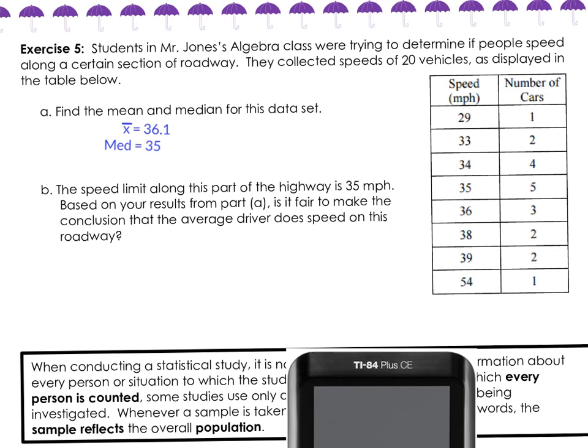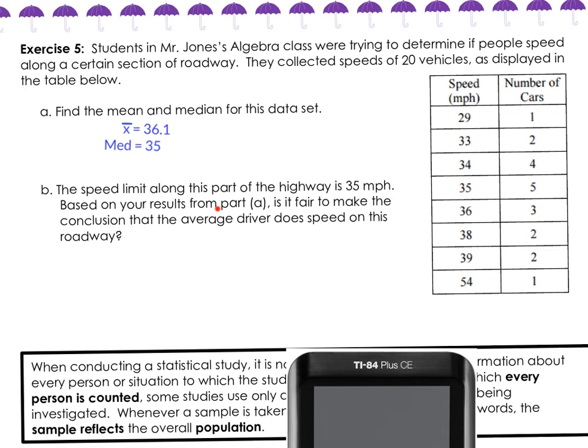35. The next question says the speed limit along this part of the highway is 35 miles per hour. Based on your results from part A, is it fair to make the conclusion that the average driver does speed on this roadway? So when we see that word average, you're automatically probably thinking, okay, that's the mean.